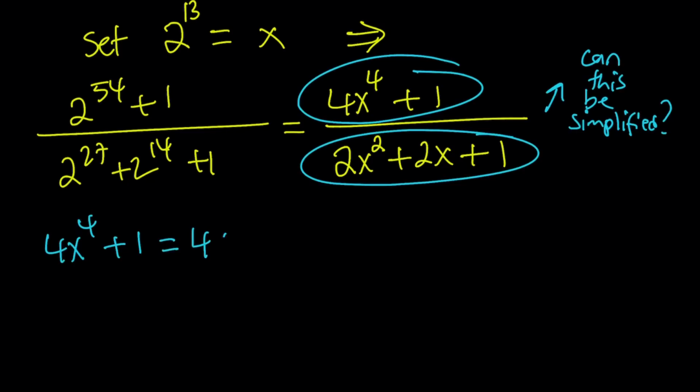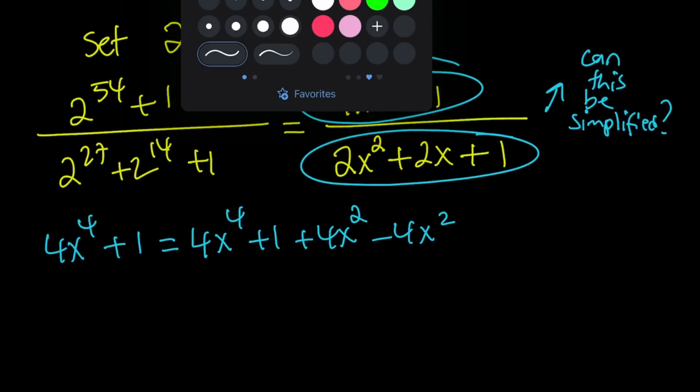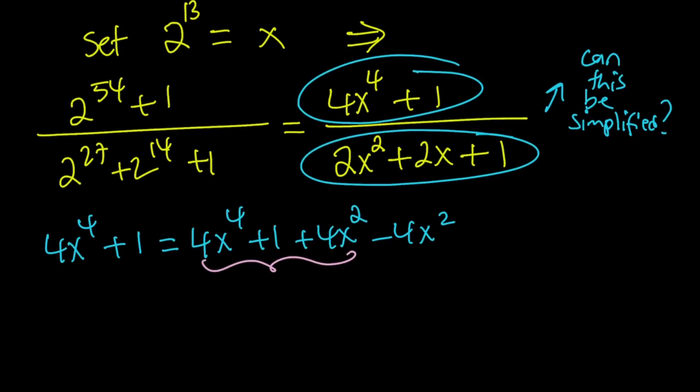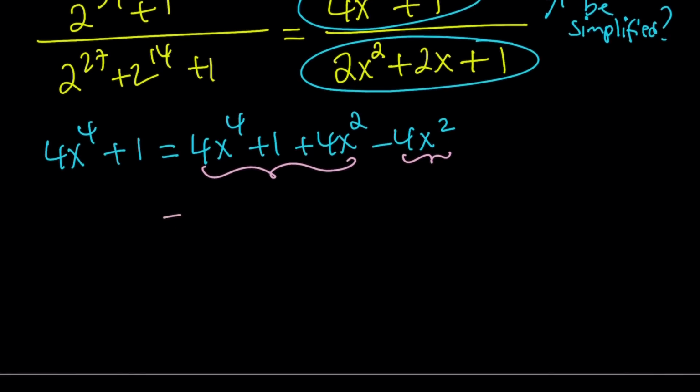I can just complete the square. So add 4x squared and subtract it, right? And that is going to be balanced. But notice that this is going to be a perfect square, and this is a perfect square. Everything is perfect. Okay, great. So this equals (2x squared plus 1) quantity squared, and this is (2x) quantity squared.